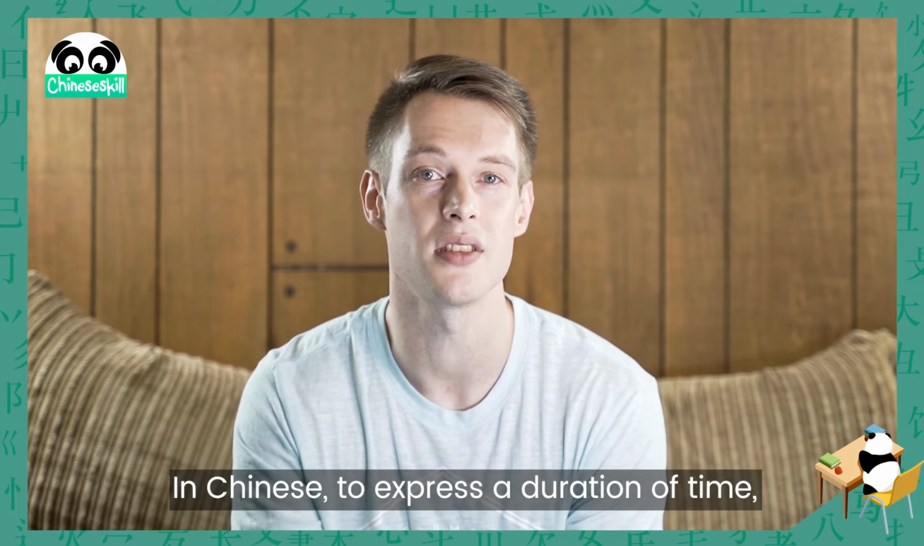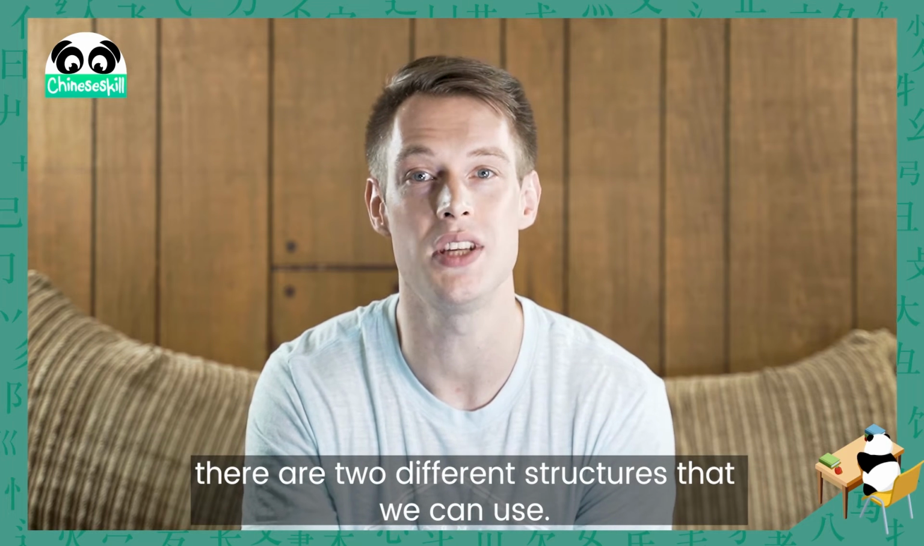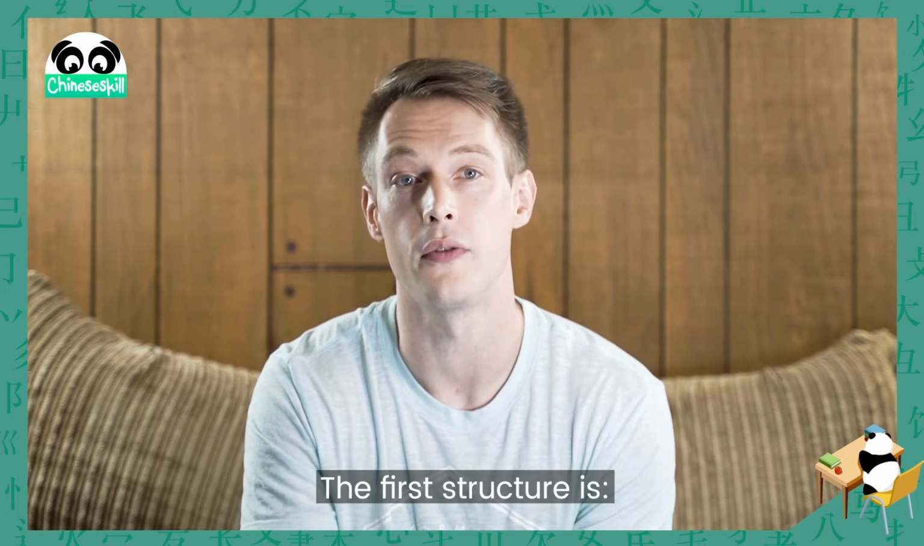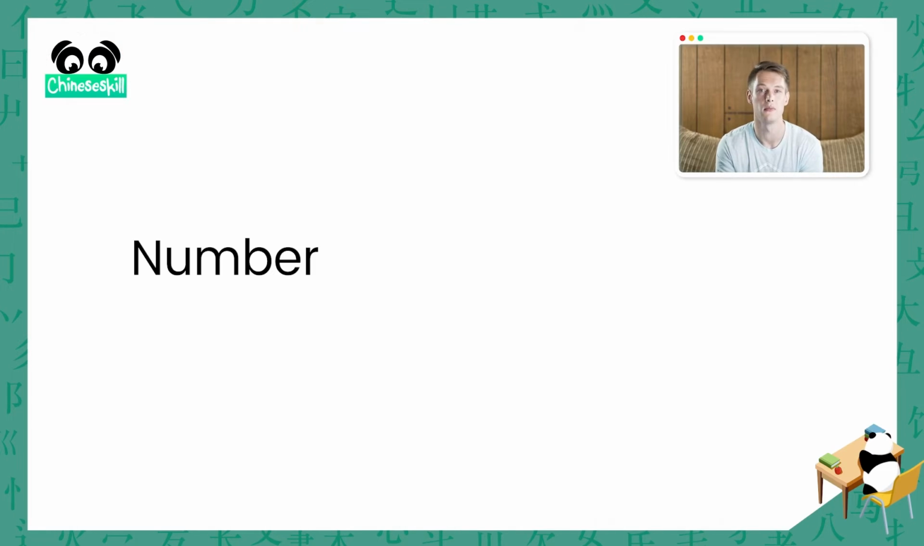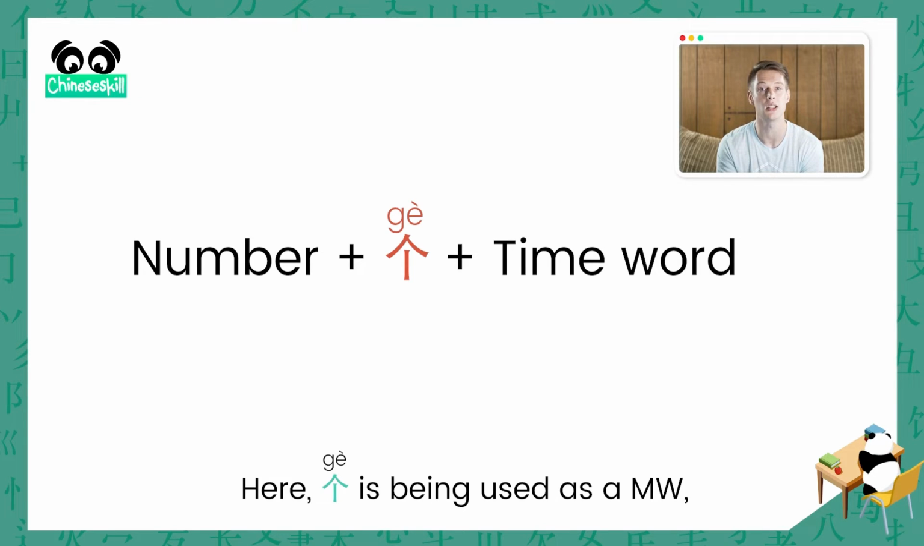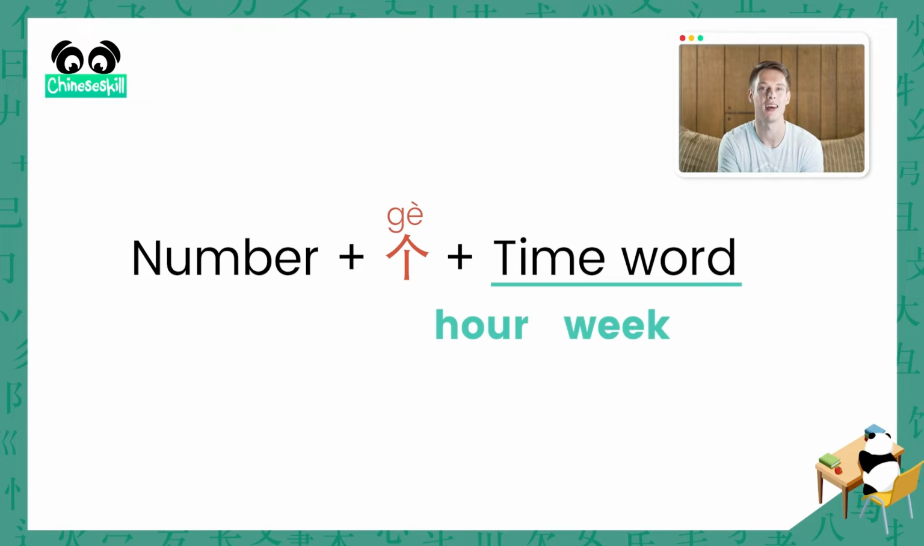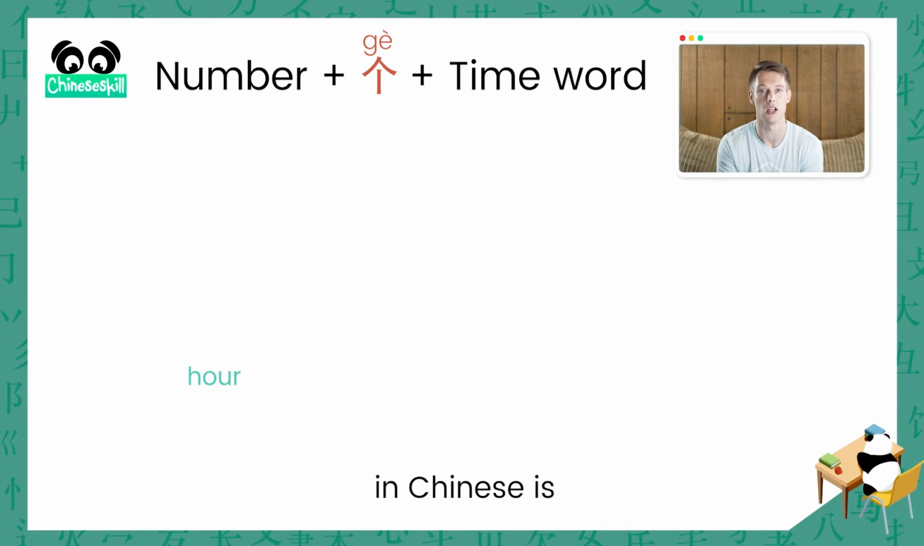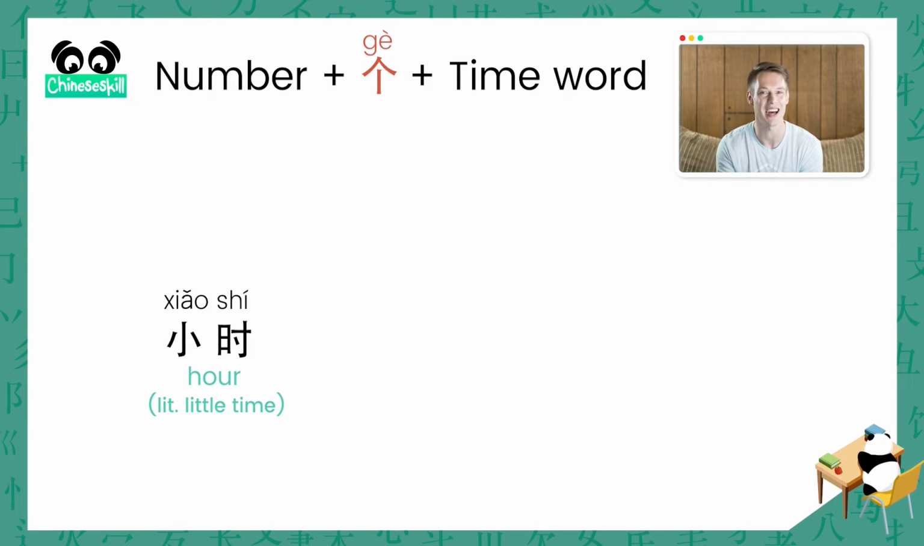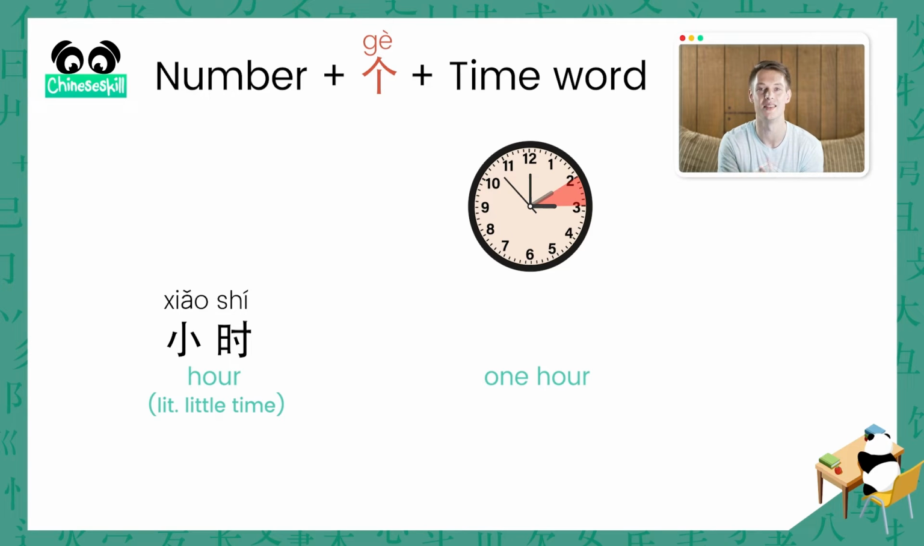In Chinese, to express a duration of time, there are two different structures that we can use. The first structure is a number plus ge plus a time word. Here, ge is being used as a measure word. And the time words used with this structure include hour, week, and month. Hour in Chinese is 小时, which literally translates to little time. 1 hour is 一个小时, 1 hour.